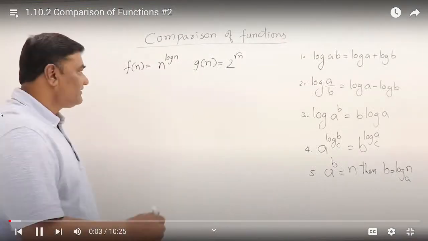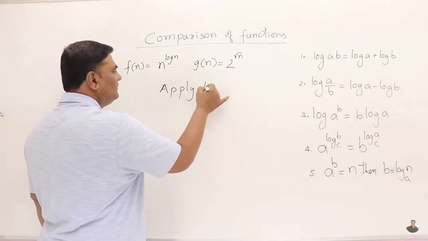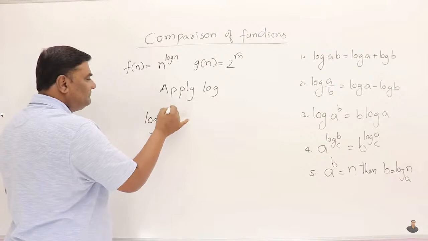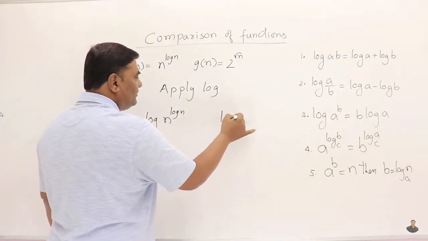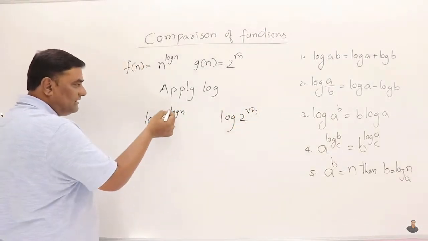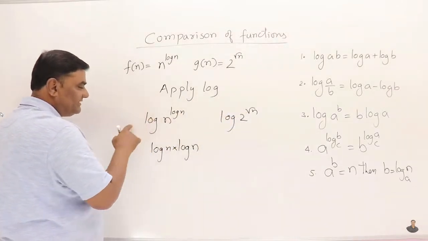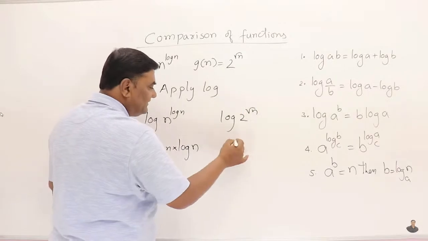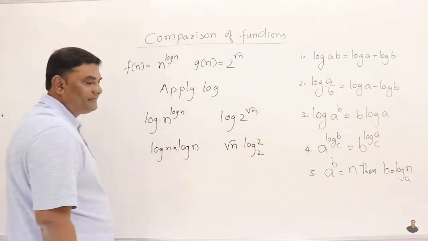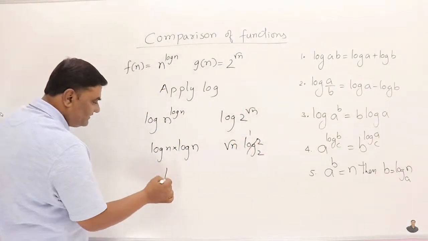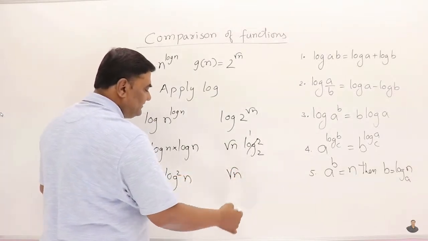Both functions are equal. Now these two functions, let's compare which one is greater. For this, I will apply log on both sides. So this is log of n power log n, and this is log of 2 power root n. Now this power comes out by applying the third formula. So this becomes log n into log n. That power came this side, so that's log n, and now that is log n. And this power comes this side, so root n log 2 base 2. This is 1. Now what is this? Log square n, and this is root n.